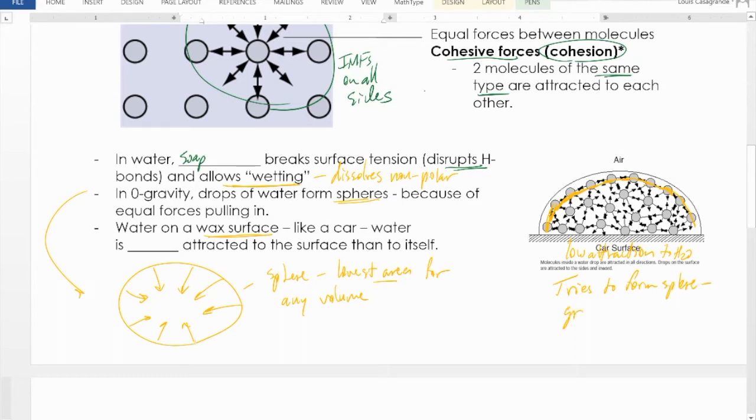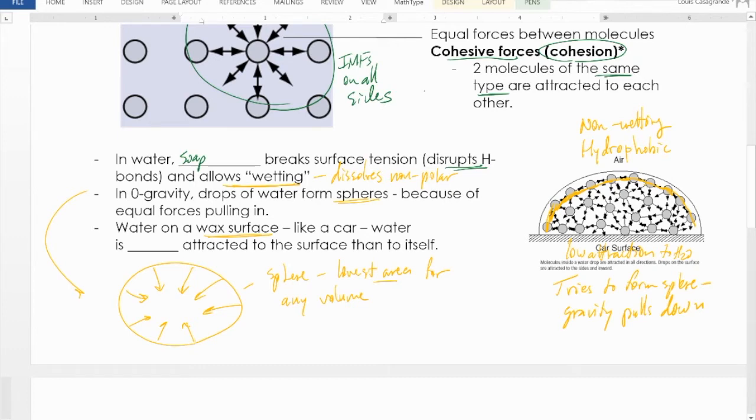But gravity pulls it down. This is not wetting. This particular surface, I'm going to write it up above, is a non-wetting surface. And we call this kind of surface hydrophobic. And we'll see more about this on the next page.